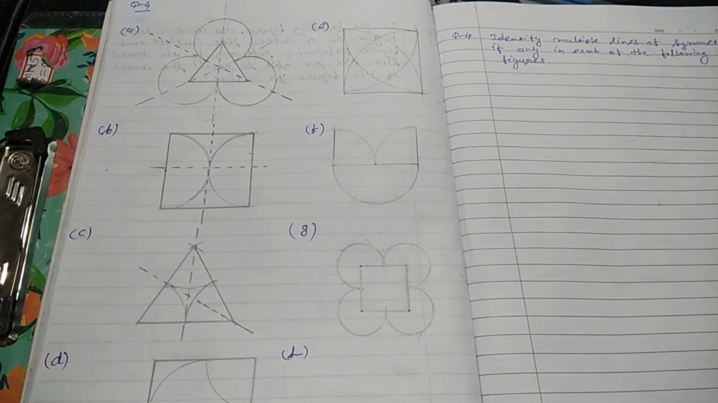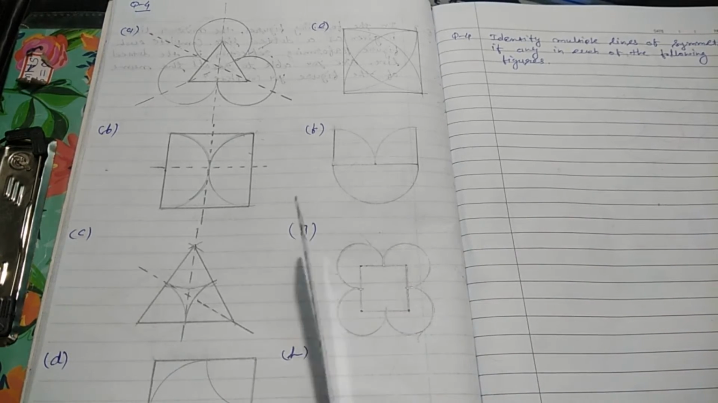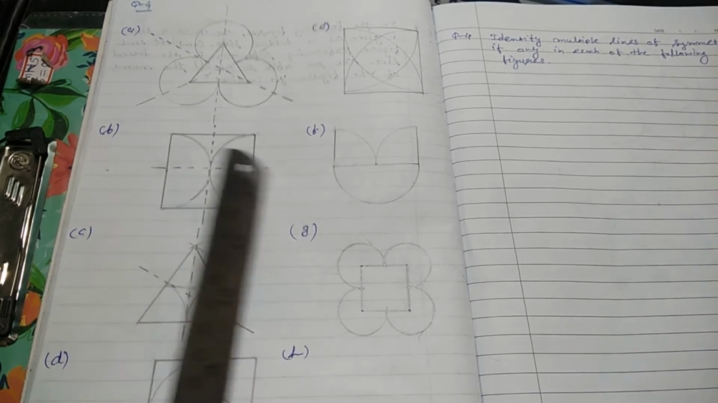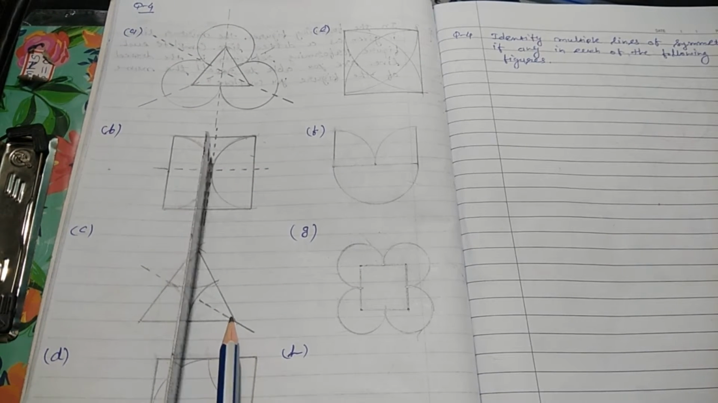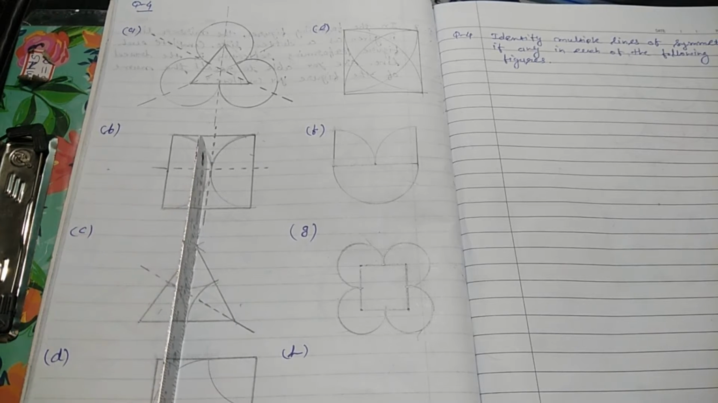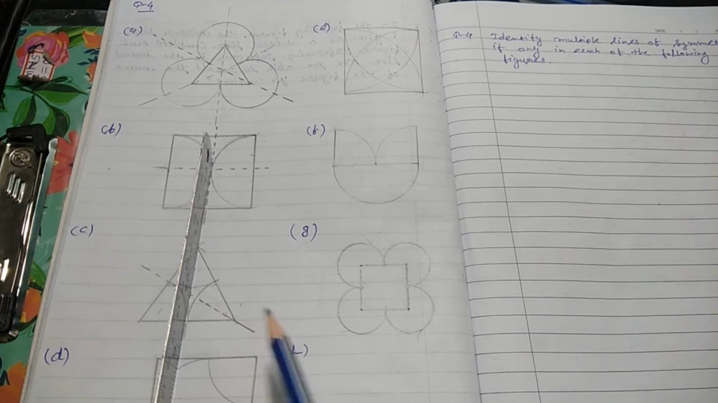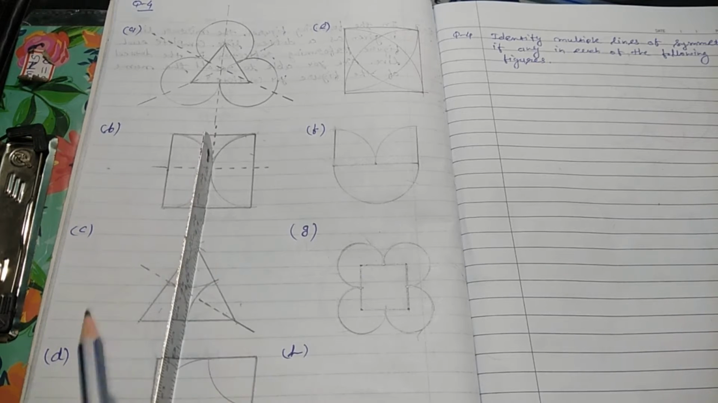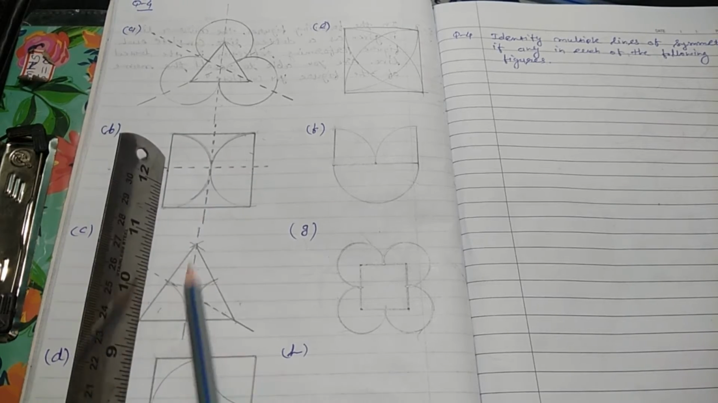Now the third one, a triangle. It is an equilateral triangle. As we know, in an equilateral triangle there are 3 lines of symmetry. So that way we have to put the scale. Here I am putting the scale, and as we can see, these two divided parts are identical. When we fold this figure, these two parts coincide with each other. So this is one line of symmetry.